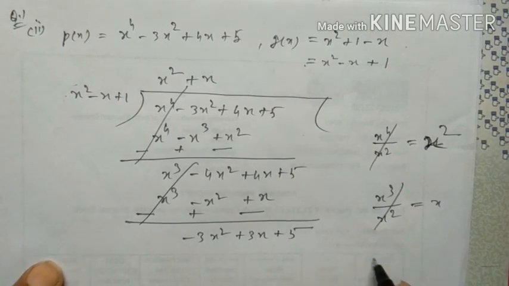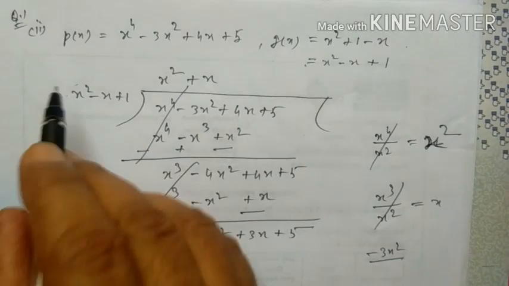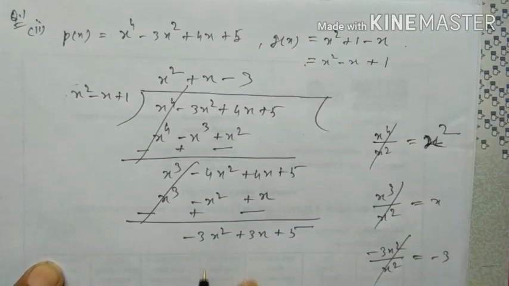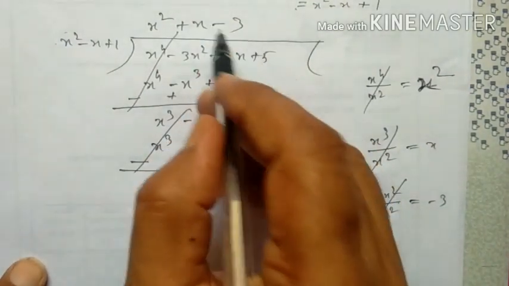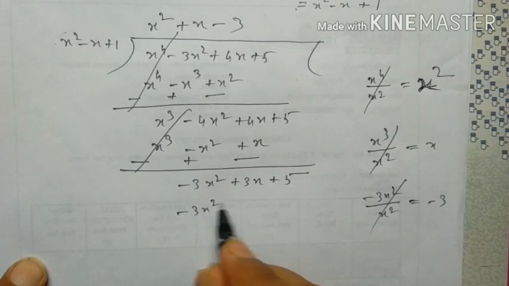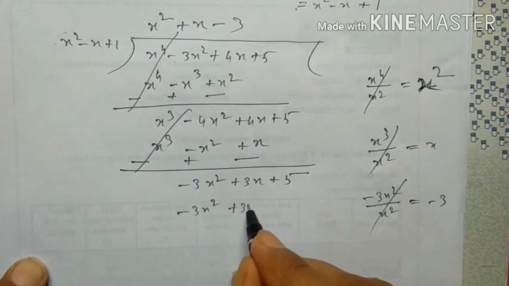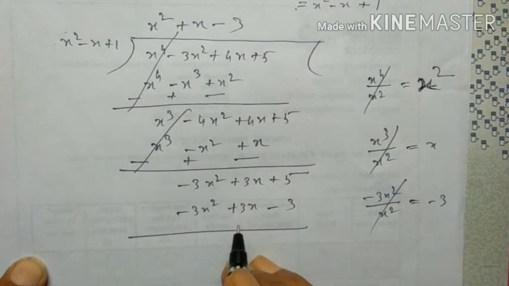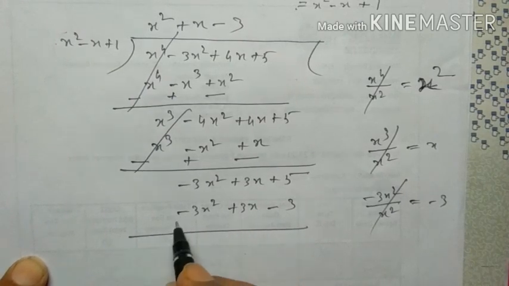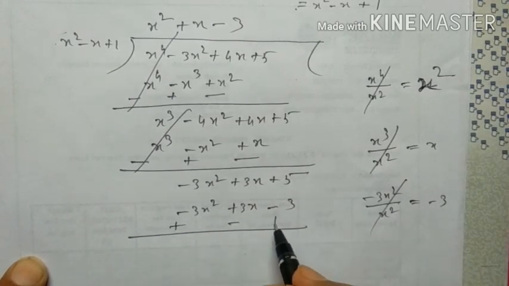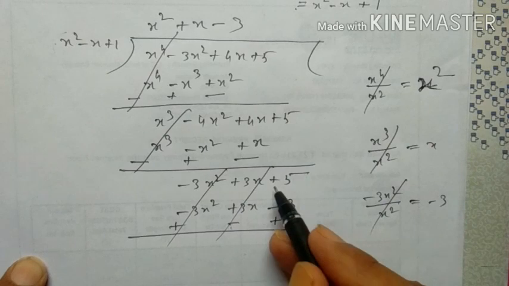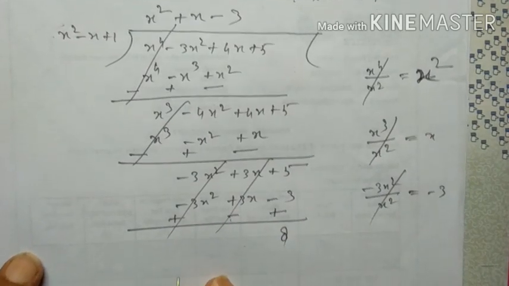Again first term is minus 3x square and this is x square, divide and you will get minus 3. Then here we will write minus 3 and multiply by minus 3 in this term, minus 3x square plus 3x, and 3, 1 is 3, minus 3. Now subtract this, the sign will be changed, this is cancel out, plus 3 minus 3 cancel out, plus 3 and plus 5 equal to plus 8.